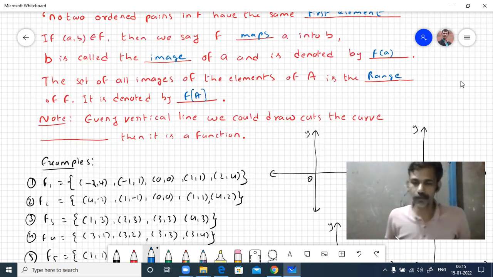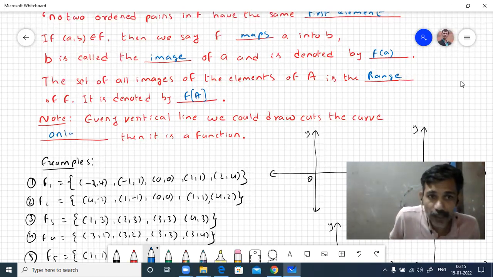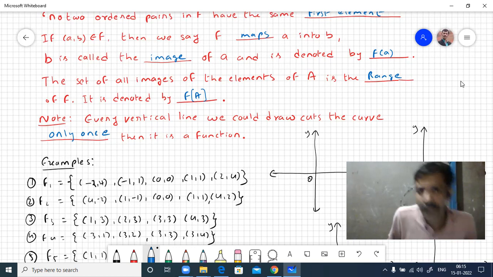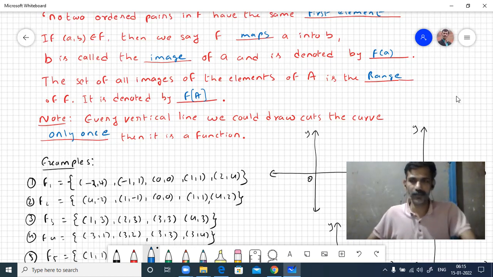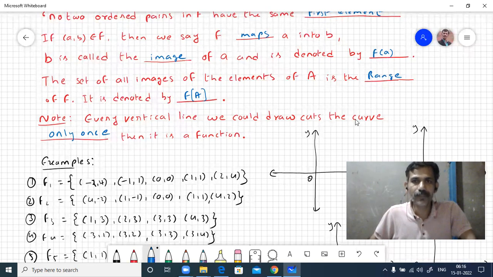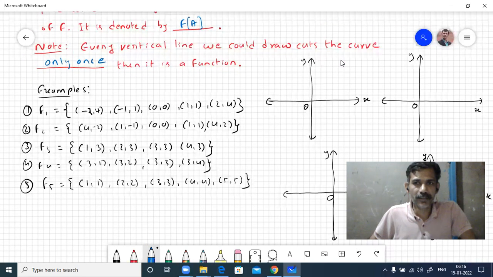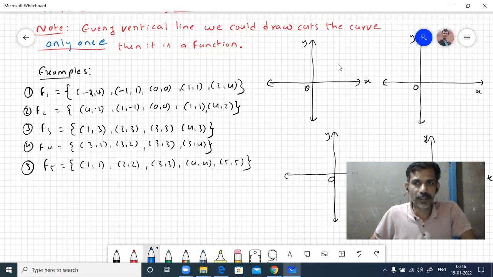To know whether it is a function or not, we can do the vertical line test. You can draw every vertical line to the curve, and it should cut the curve at only one place, at most once. Then only it is a function. Now we'll illustrate some examples so that we'll get more clarity.